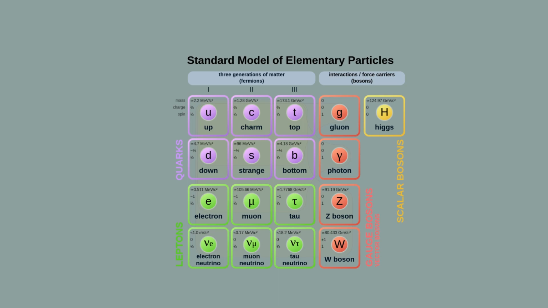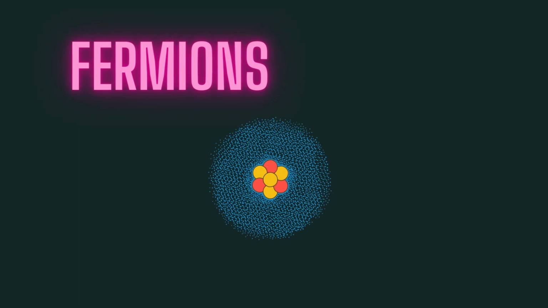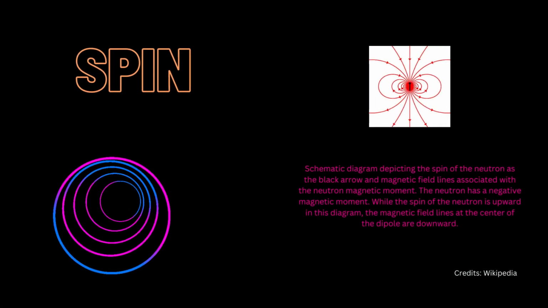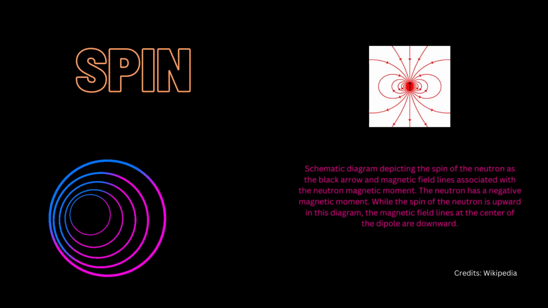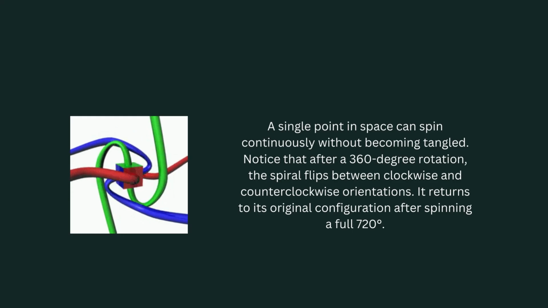The Standard Model consists of three basic building blocks: 12 types of fermions, 5 types of bosons, and the Higgs boson. First, let's start with fermions. Fermions have a property known as spin, which is similar to the intrinsic angular momentum of a particle. Spin is a quantum mechanical property and plays an important role in the behavior of particles.